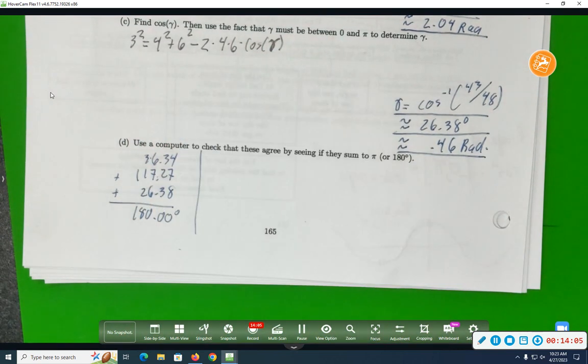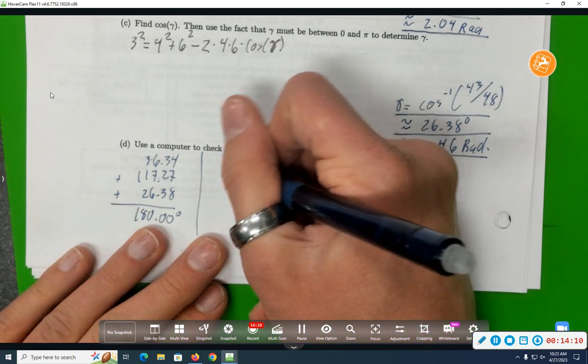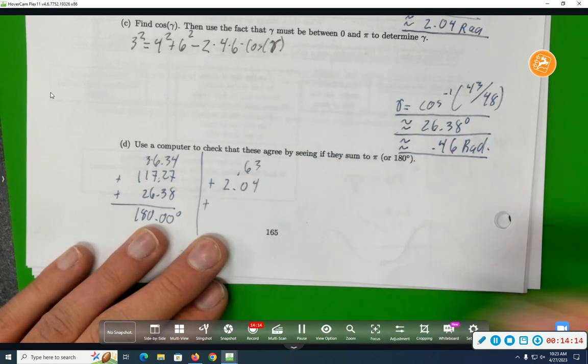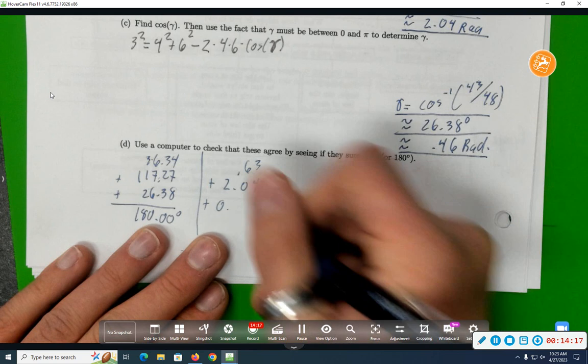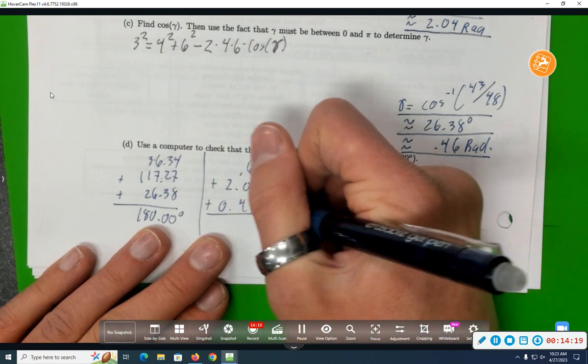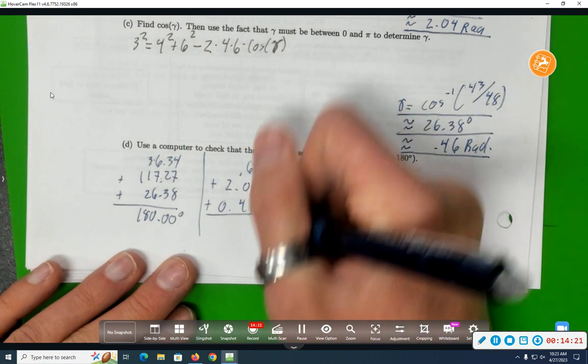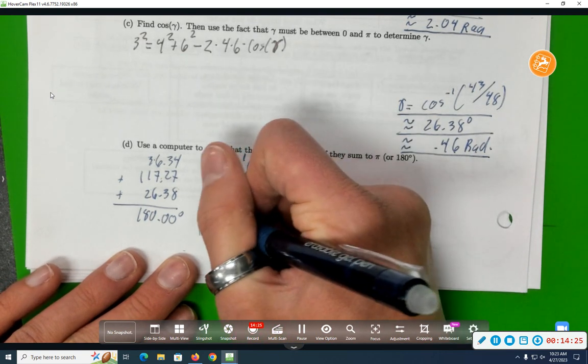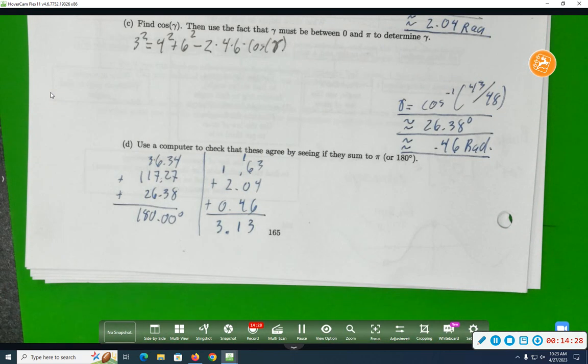Let's do the same check in radians. So, 0.63 radians plus 2.04 radians plus 0.46 radians. I'll do the addition this time because it's fewer digits. 13 carry the 1, 11 carry the 1, 3.13. Is that pretty close to being pi? Yeah. And in this case, it is off by that last digit, but that's just fine because I expect the error to be about that big. Groovy.